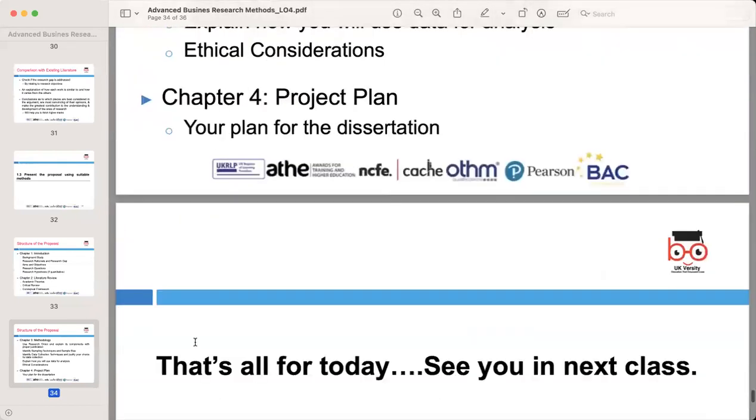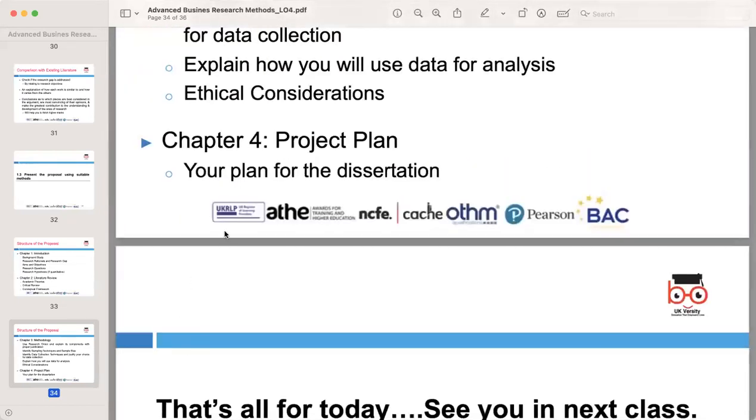Then chapter 4, which is the project plan, your plan for the dissertation. In chapter 4, we will outline the project plan for the dissertation. So this plan will serve as a roadmap for the entire research process. So we will present the plan in the form of a lecture using simple and easy to understand language.